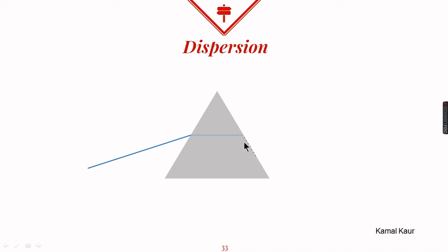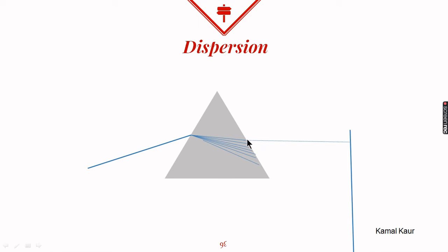All these 7 dots will then be joined with this point of incidence to draw 7 refracted rays. Means splitting of light will occur here. After that, we will draw a screen in front of this prism at least 4 to 5 centimeters away from here.